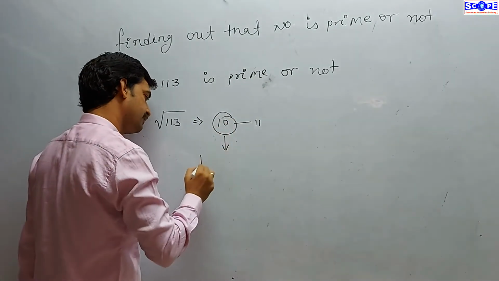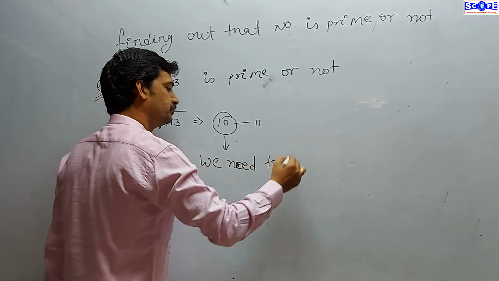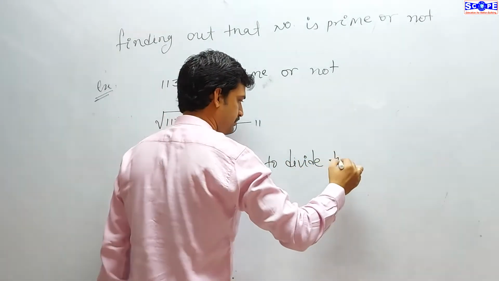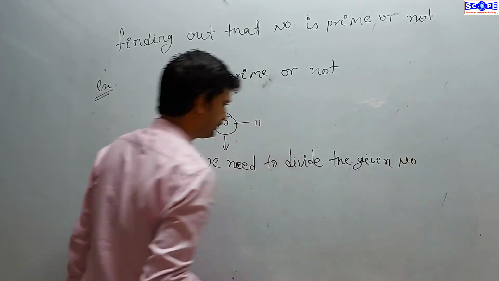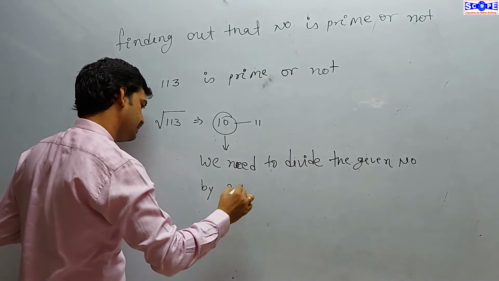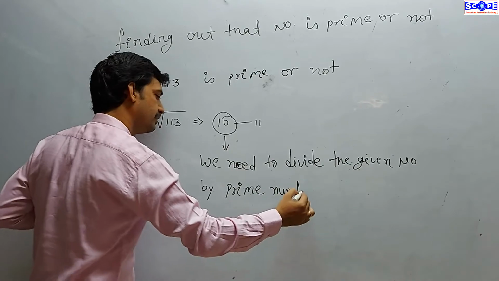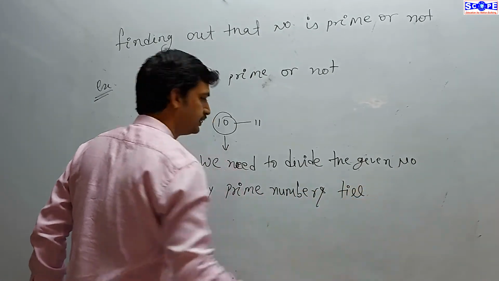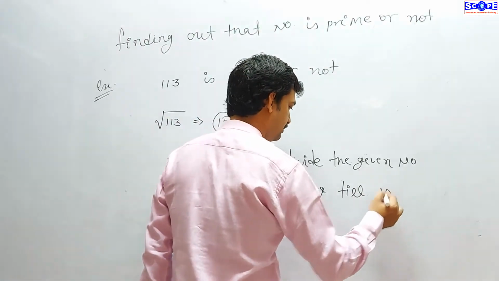So what we do, we check the smaller one, which is 10. We need to divide the given number by prime numbers till the square root of that number. The square root of that is 10 point something. That means we take 10.